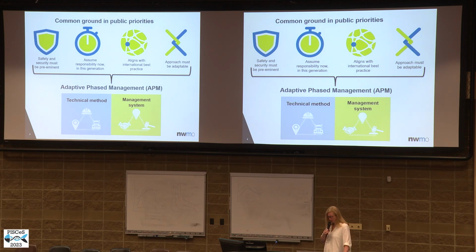Canada's APM emerged through a 3-year dialogue with Indigenous peoples and Canadians in general. During these conversations, some key priorities emerged. One, that safety of the project needed to be preeminent. Number 2 was that people generally agreed that we should be dealing with used nuclear waste now and not leaving it for future generations to deal with. Number 3 was that it should align with international best practices. And 4th, whatever approach is taken should be adaptable as new technology and learning happens. These priorities were encompassed by the APM, which includes both the technical methodology and a management plan.